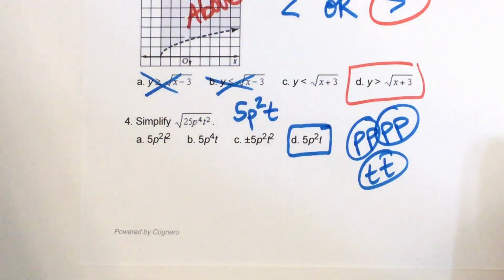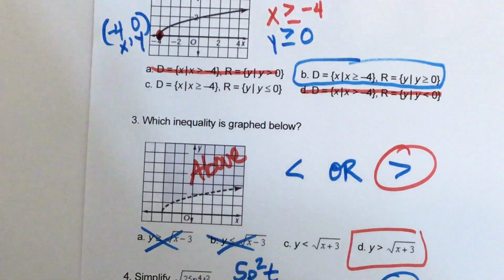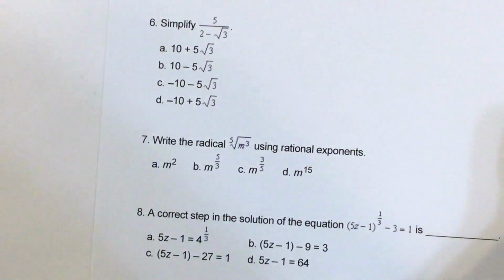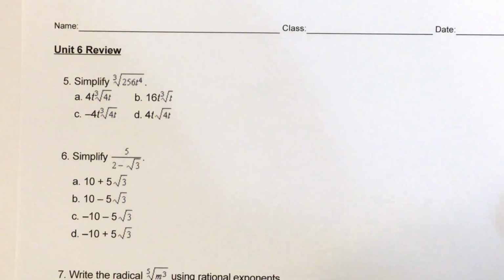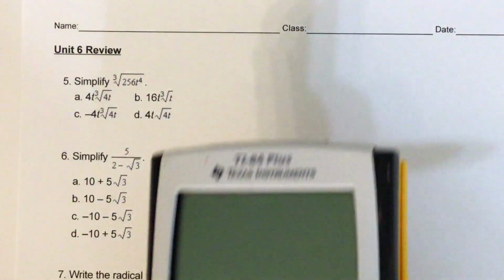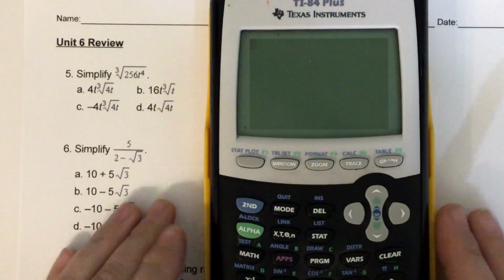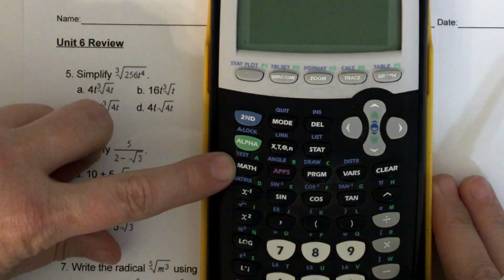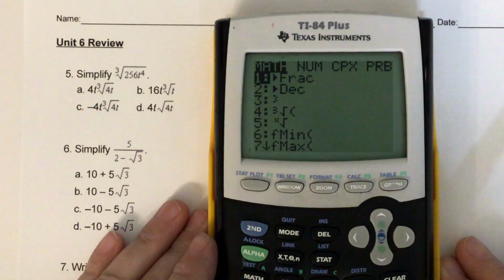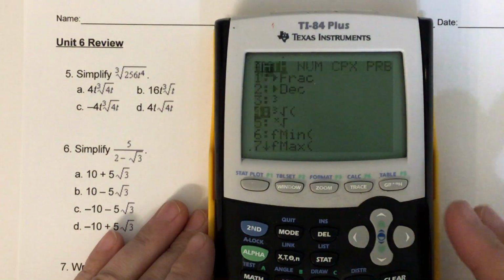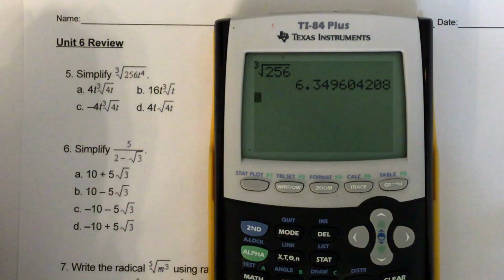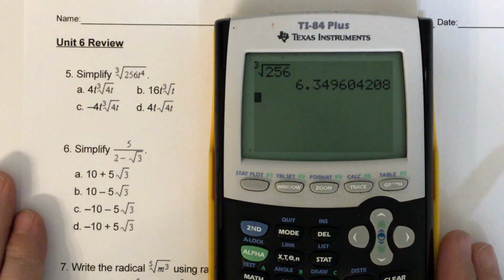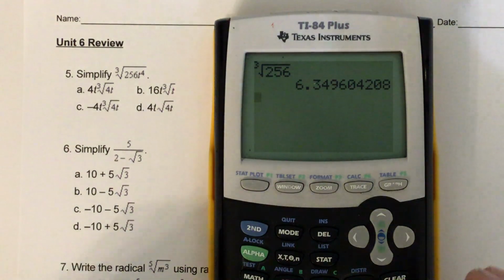Moving on. Number 5 is working with a cubed root. So this time, I'm going to first see if I can take the cubed root of 256 and get something nice. So I'm going to go to my math button, and I'm going to go to number 4, and I'm going to put 256 in there, and it doesn't come out nice. Okay, so I'm going to do something about that in a second.